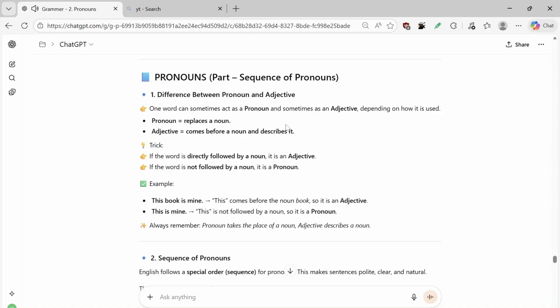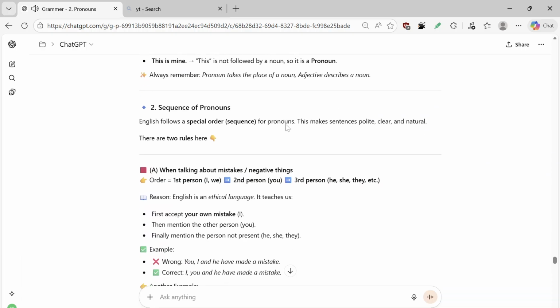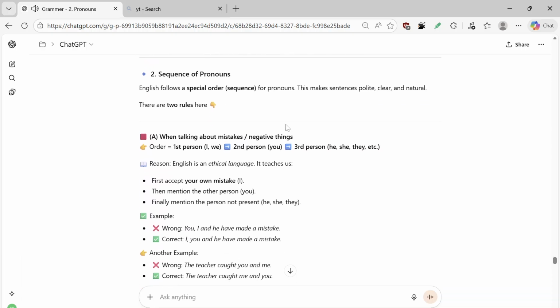2. Sequence of pronouns. English follows a special order sequence for pronouns. This makes sentences polite, clear, and natural. There are 2 rules here. A. When talking about mistakes, negative things, the order is first person, I, we, second person, you, third person, he, she, they, etc.